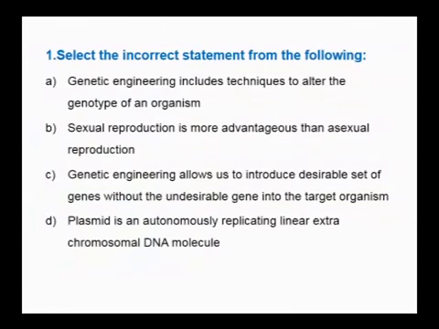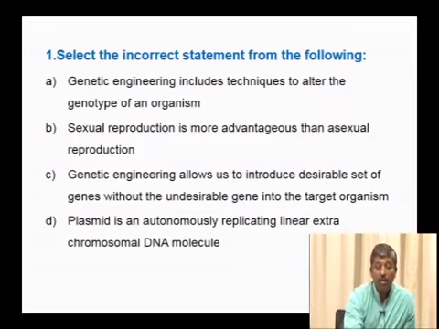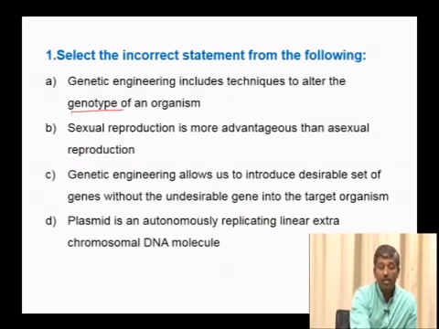Now we will see a few questions. Select the incorrect statement from the following. Genetic engineering includes the technique to alter the genotype of an organism. Hence it is correct, because in genetic engineering we alter the genotype of the organism. Sexual reproduction is more advantageous than asexual reproduction. Obviously, it introduces variation, and it enables the organisms to adapt to changing environmental conditions. Genetic engineering allows us to introduce a desirable set of genes without the undesirable genes into the target organism.